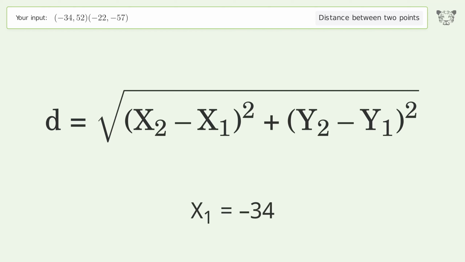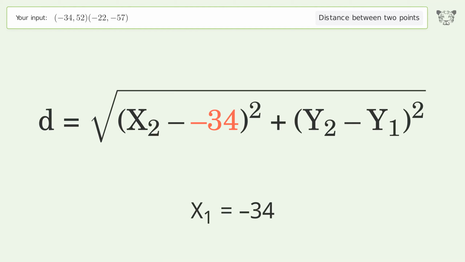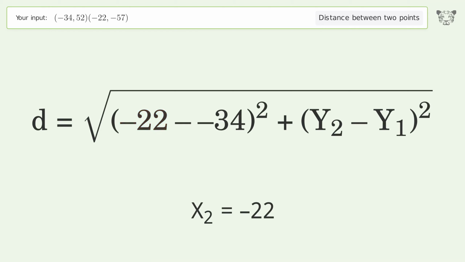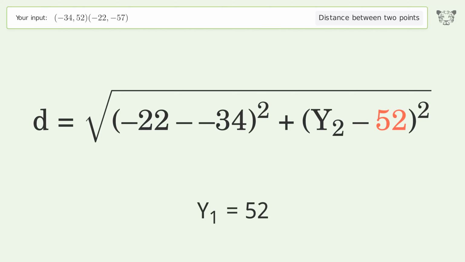x1 equals -34. x2 equals -22. y1 equals 52. y2 equals -57.